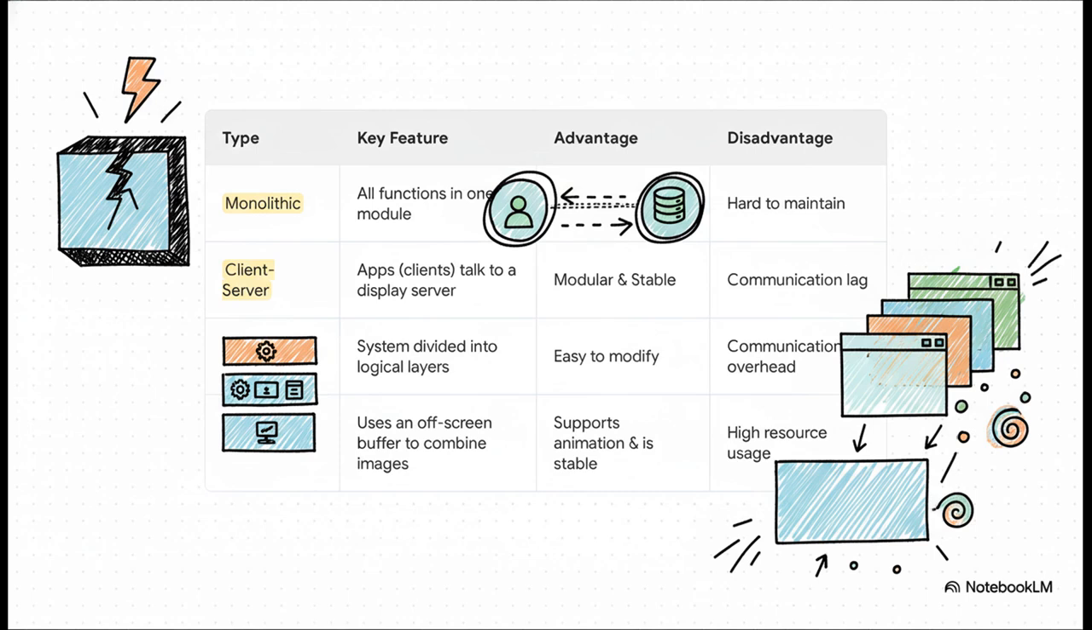Early systems were often monolithic. Everything was in one big chunk. Super fast, sure, but also super fragile. If one tiny part failed, the whole system could come crashing down. By contrast, modern systems like macOS and Windows use a compositing architecture. Each window is drawn separately, off-screen, and then layered together to create the final image you see.